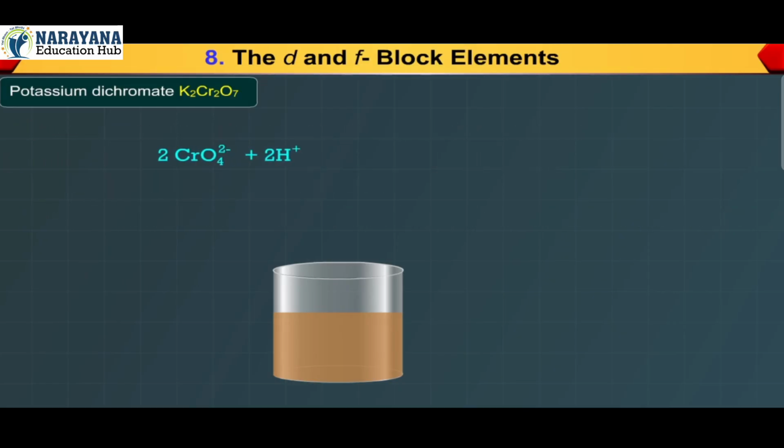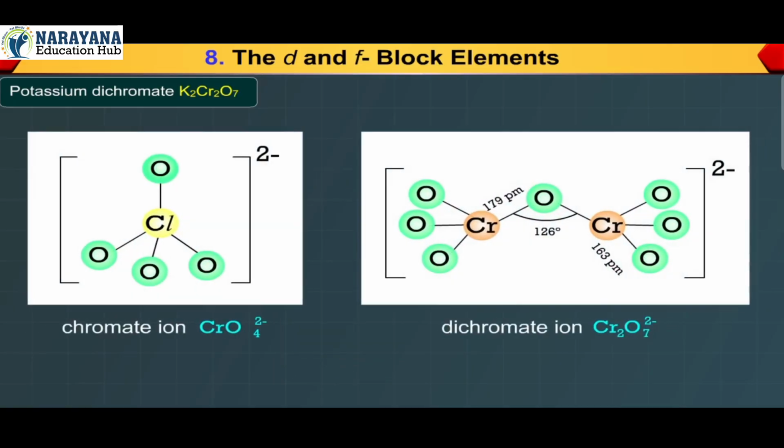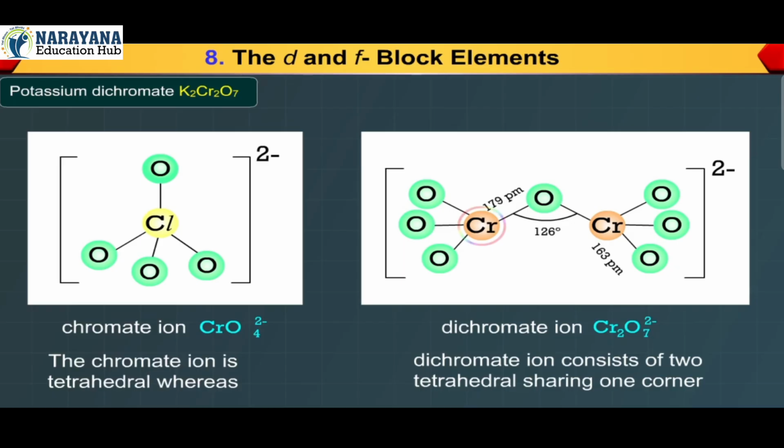2CrO4^2- + 2H+ gives Cr2O7^2- + H2O. Cr2O7^2- + 2OH- gives 2CrO4^2- + H2O. The structures of the chromate ion CrO4^2- and the dichromate ion Cr2O7^2- are shown below. The chromate ion is tetrahedral, whereas the dichromate ion consists of two tetrahedra sharing one corner with a Cr-O-Cr bond angle of 126 degrees.